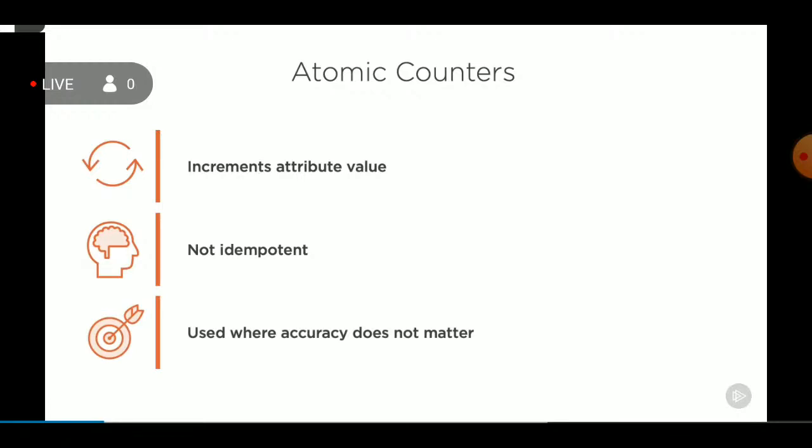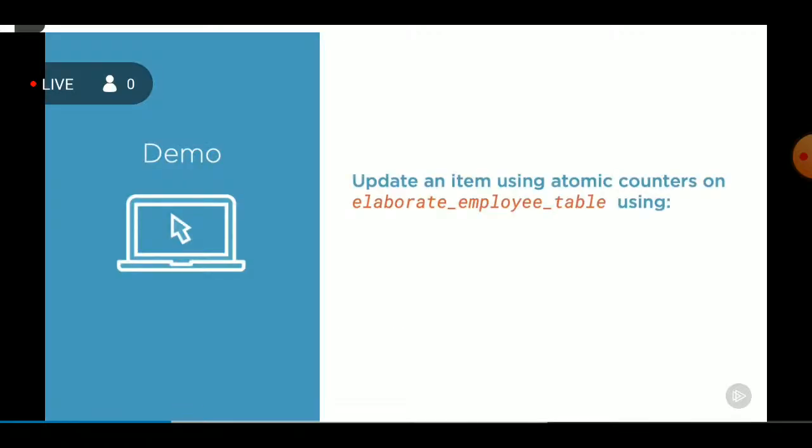A few applications where this would be useful would be increasing the price of a product for our website visitors, who always visit the product page, which means that they are interested, but they are not sure about buying. When the price increases, they could be forced to buy the product due to ever-increasing price. In this demo, we'll look at atomic counters and increment value on elaborate employee table using AWS command line tools and Python.